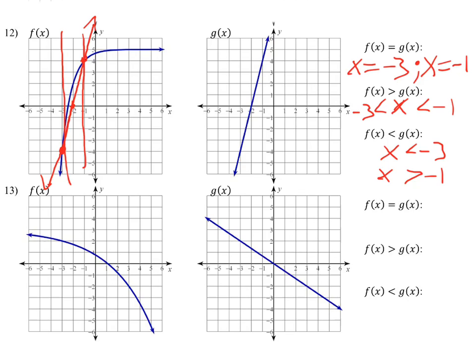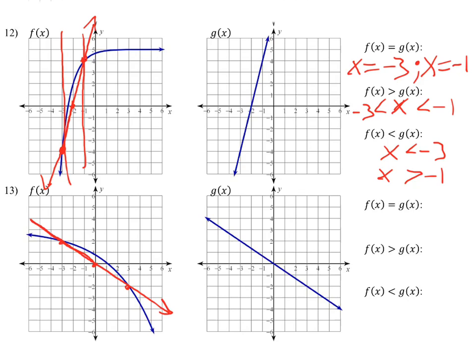Moving on to 13. I'm going to copy this line over. It starts here, and it's looking like a slope of -3/2. So go like that, like that. And we have enough points to graph the line.